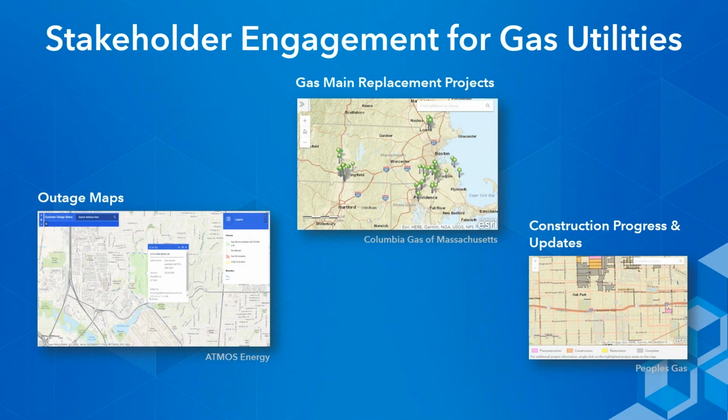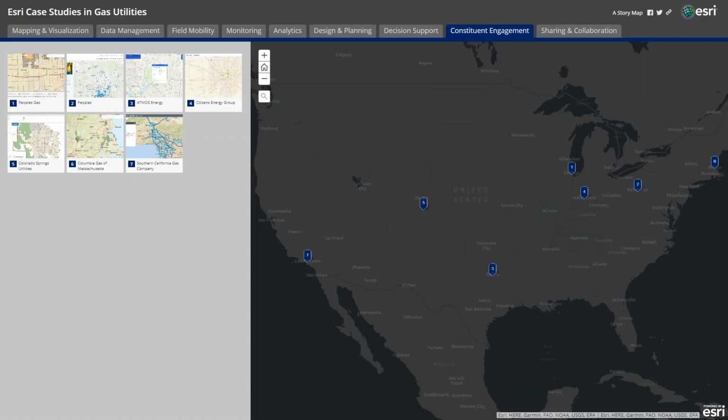Let's move on and chat about gas utilities to share with you how we see stakeholder engagement being played out in this industry. For the most part, the common denominator that we see is outage maps, gas main replacement projects, and construction progress and updates. Best of all is that we actually have some customer examples as well that we can show you. So let's hop back to the map and continue our tour to Texas, the Lone Star State.